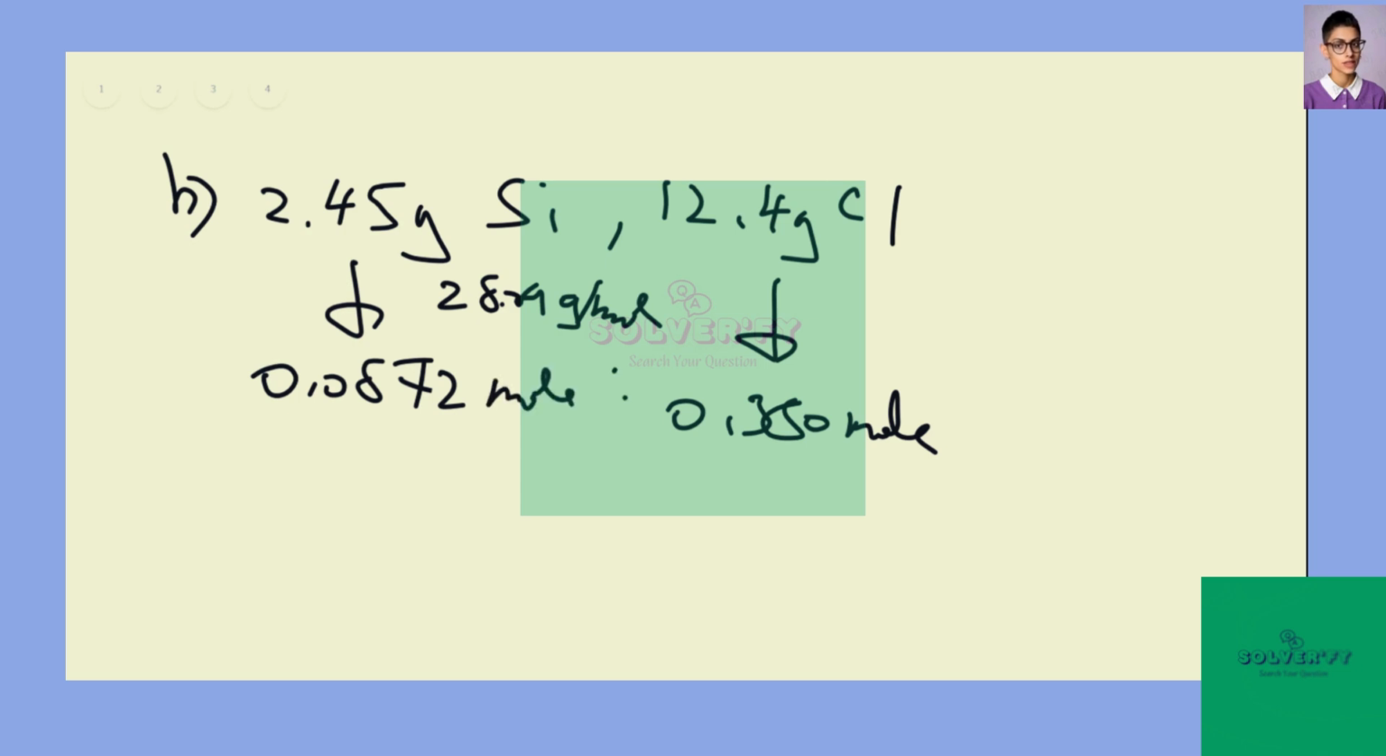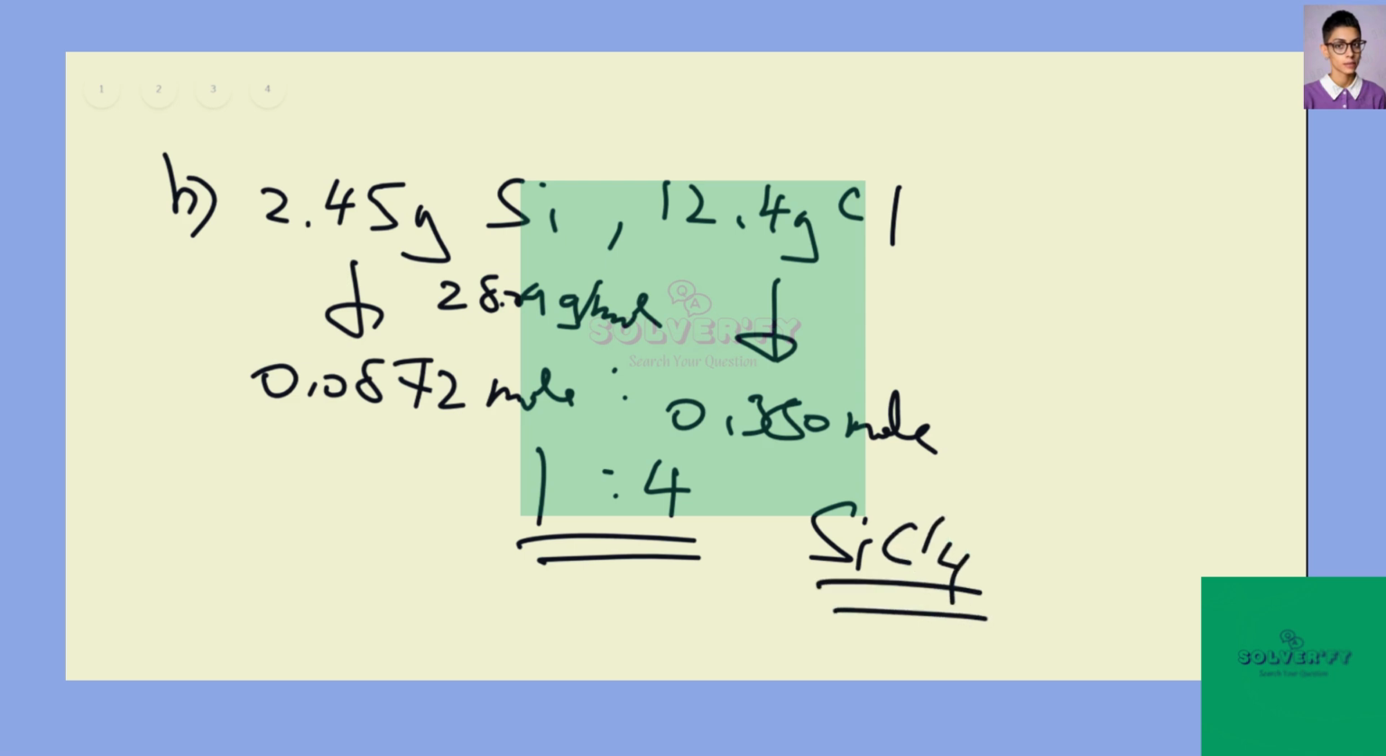All right, so we're going to find the simplest ratio. Again, we're going to divide everything by the smallest number. So we have 1 to roughly 4.0, so around 1 to 4. So we have SiCl4 for the empirical formula.